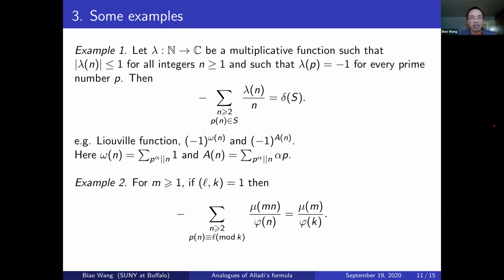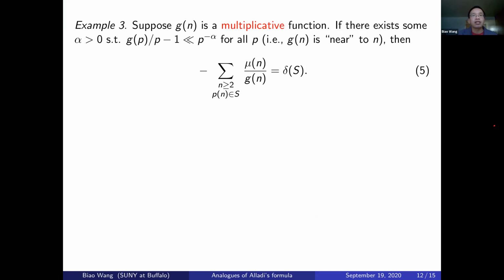Okay, the second example is the following formula. Here, the restriction is the same as the Alladi formula. And the point is the mu of m. This condition means that m is fixed, and this condition means that n has to be co-prime to m. This formula is my favorite one among Alladi formulas.